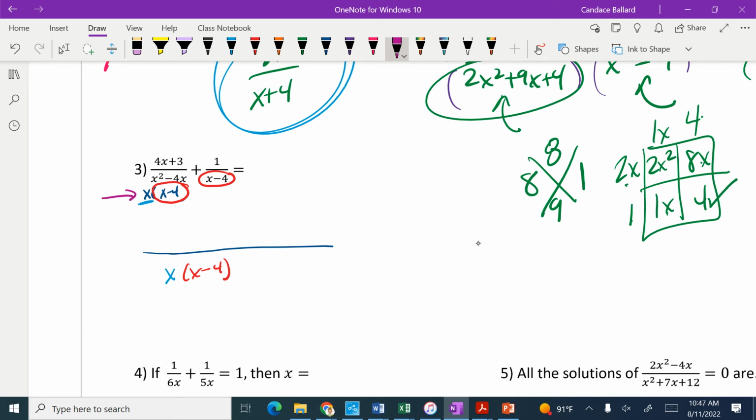Now I'm going to compare my denominators to my least common denominator. So I'm comparing this one to my least common denominator. Is there anything missing? No. Good. So we're going to take this and just write it down the way it looks. So 4x plus 3. Now I'm comparing this one to my least common denominator. Is there anything missing? The x. So that means I'm multiplying by x. Technically, I'm multiplying by x over x, but we already wrote the denominator.